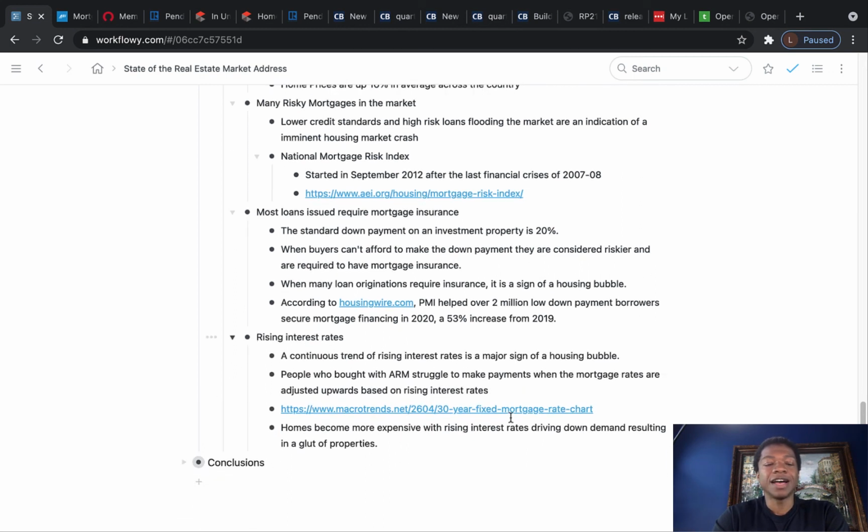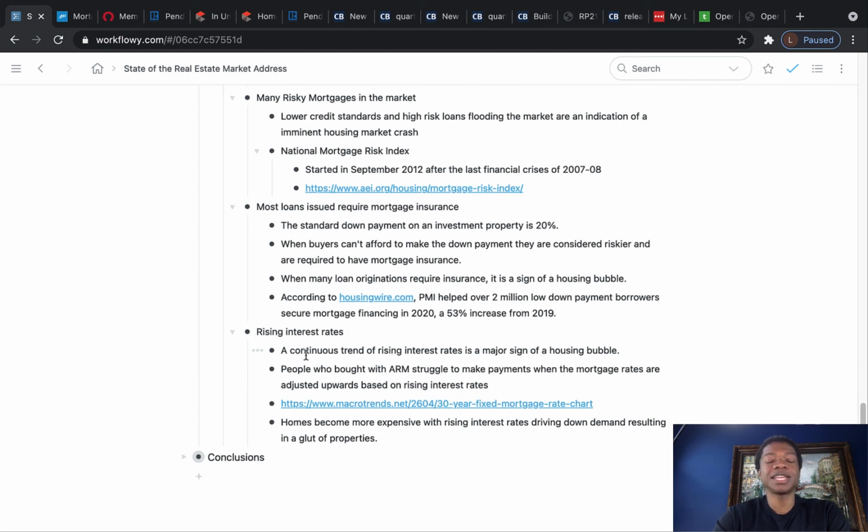And then rising interest rates. This is another indication that we are on the verge of a housing bubble. A continuous trend of rising interest rates is a major sign. People who bought with adjustable rate mortgages tend to struggle to make those payments once the mortgages get readjusted because of the rising interest rates. A lot of people will buy an adjustable rate mortgage, a 5-1 ARM or a 7-1 ARM, and that initial interest rate will be locked in for the first 5 years or the first 7 years.